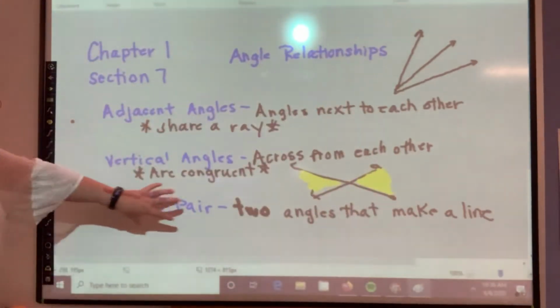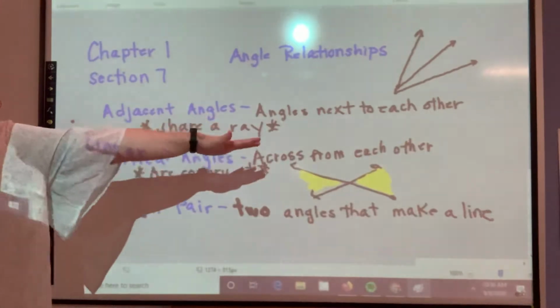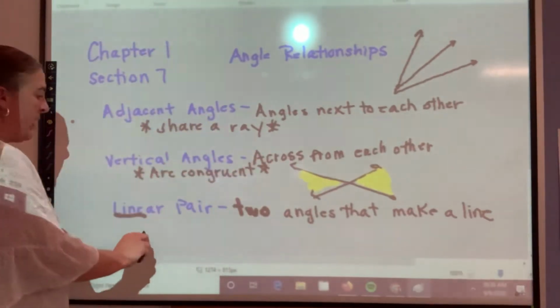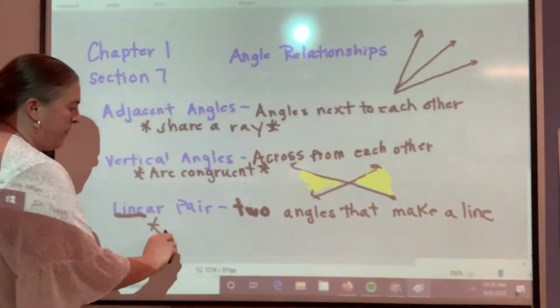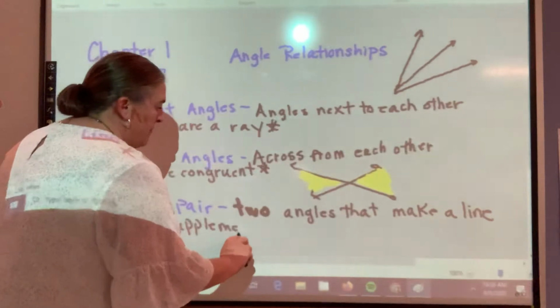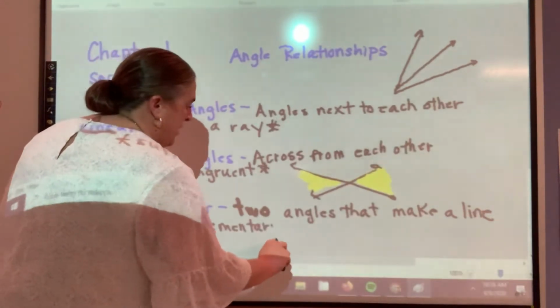So if we have two angles that make up a line, and a line is worth 180 degrees, we also call these supplementary, which means they add to 180.